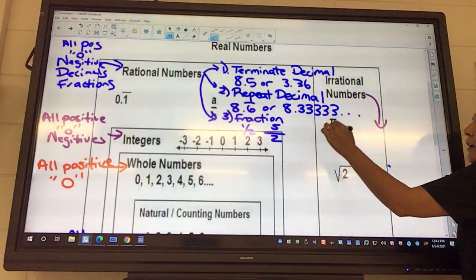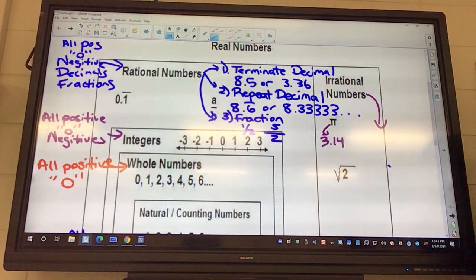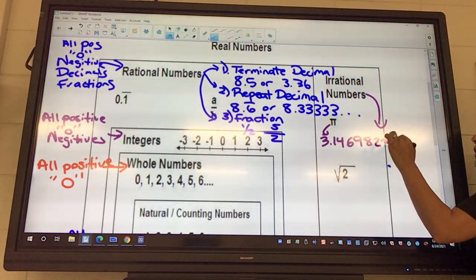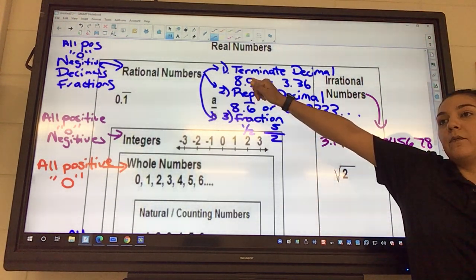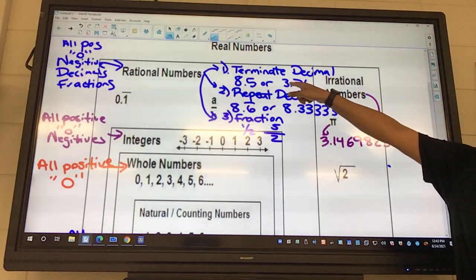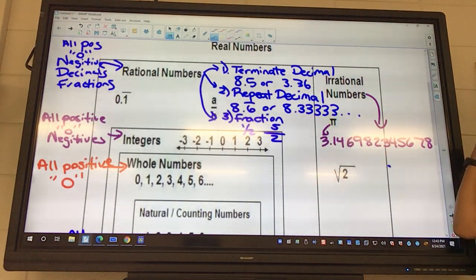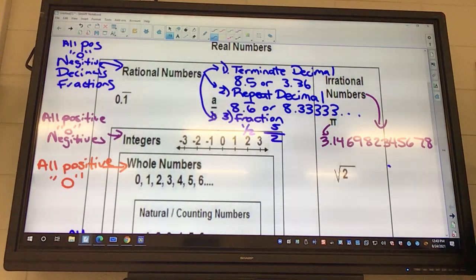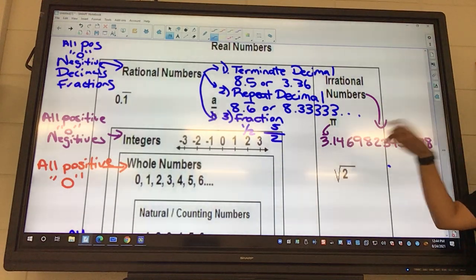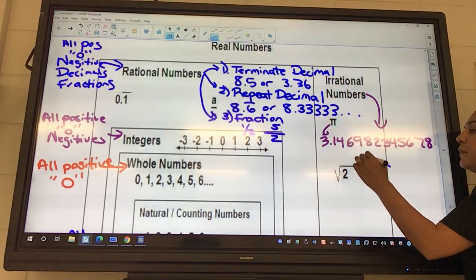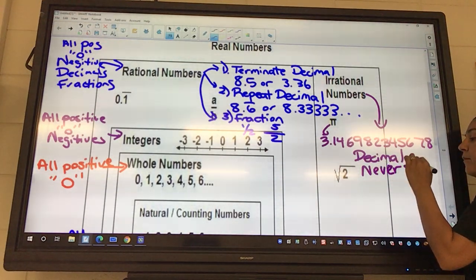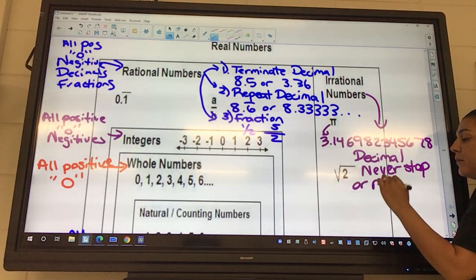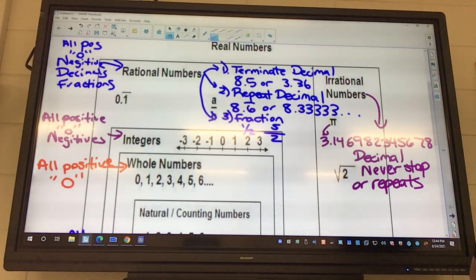So irrational numbers like pi, the number pi is 3.14. But the number actually keeps going, 6, 9, 8, 2, 3, 4, 5, 6, 7, 8. See how this one terminates, 8.5, it stops right there, or it stops at 3.14. Repeating, it's the same number after the decimal. What makes something irrational is that the number never stops and it keeps changing. It keeps going on forever and ever, and the numbers aren't the same. First it's a 1, then it's a 4, then it's a 6, then it's a 9. So irrational numbers, the decimal never stops or repeats. And that's how we can tell.